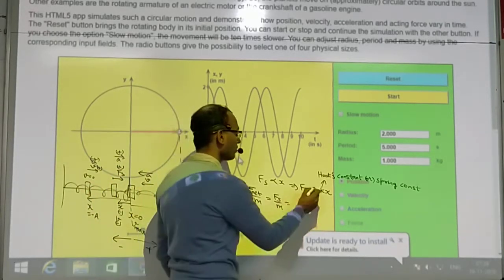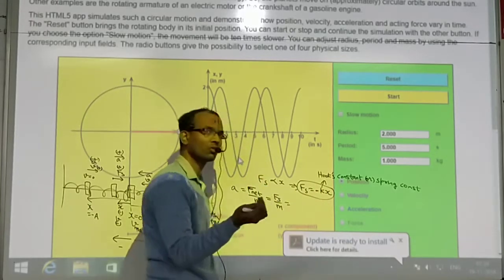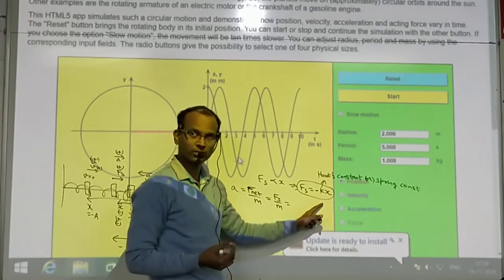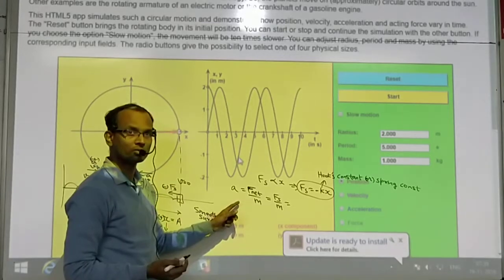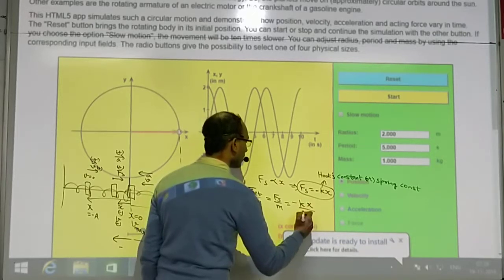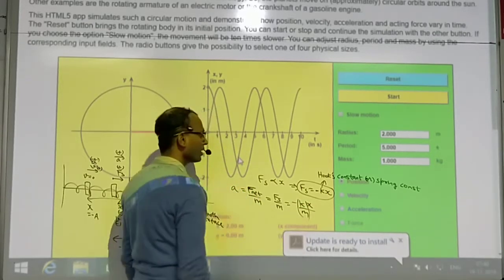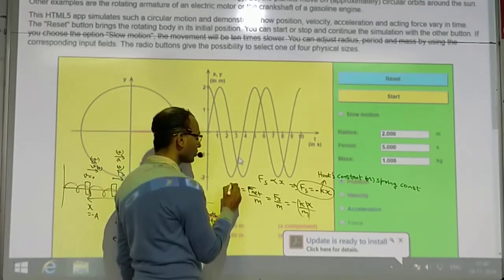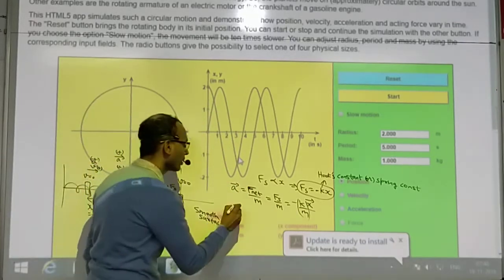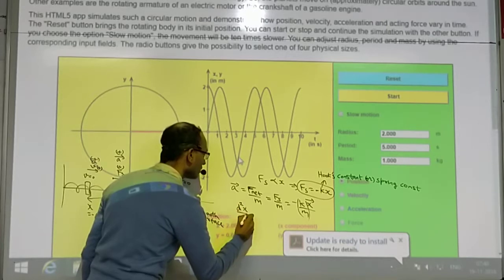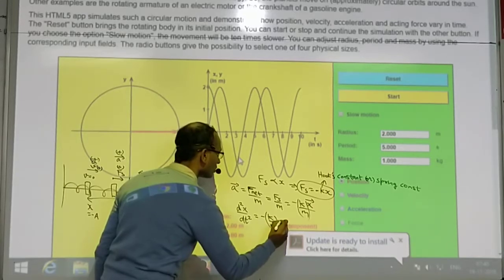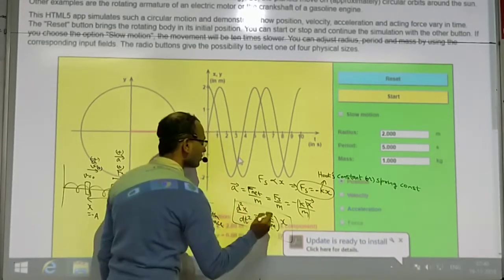So if the restoring force which pulls an object back to the equilibrium position is always opposite to displacement and proportional to displacement, then what happens to its acceleration? Acceleration will become minus kx by m, so minus (k/m)x. So acceleration also becomes proportional to displacement and opposite to displacement. So this is the main condition. Acceleration is written as d²x/dt². If it is equal to minus some constant times x, that is the condition for SHM.